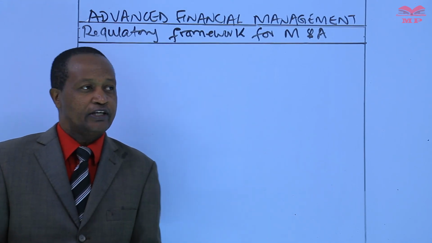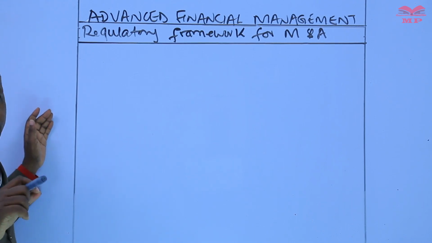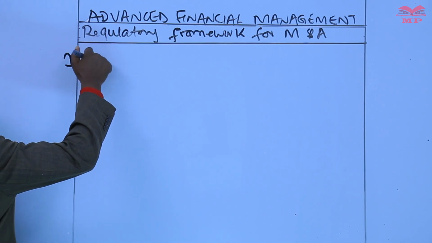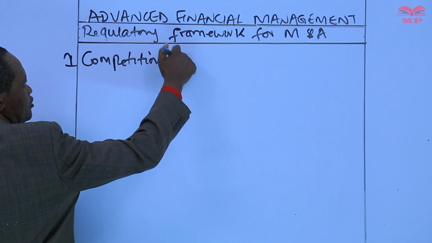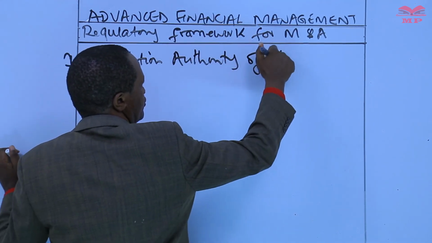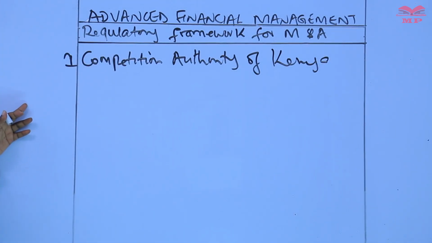So the first regulatory body is the Competition Authority of Kenya. The Competition Authority of Kenya is the primary regulatory body that is responsible for overseeing mergers and acquisition activities in Kenya.